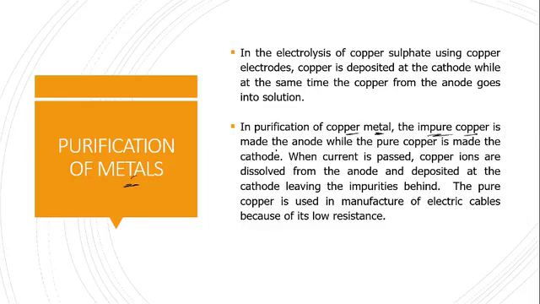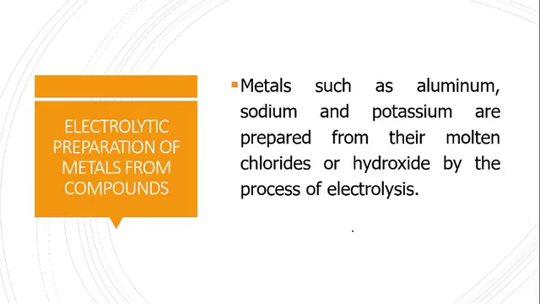Alright, when it comes to the purification of metals, for instance the purification of copper, the impure copper is made the anode, while the pure copper is made the cathode. So when current is passed, copper ions are dissolved from the anode and deposited at the cathode, leaving the impurities behind. This pure copper is used in the manufacturing of electric cables because of its low resistance.